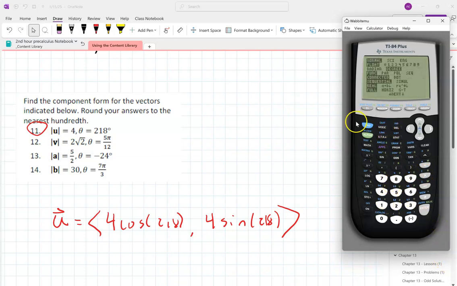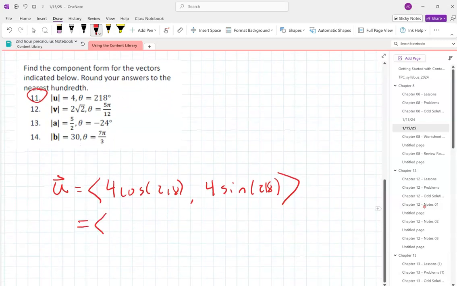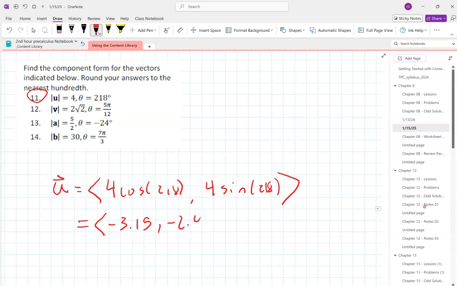I'm in the wrong mode. Oh no, I am in the right mode. Oh yeah, okay, sure. So that would be my answer: negative 315 comma negative 246. Easy enough?